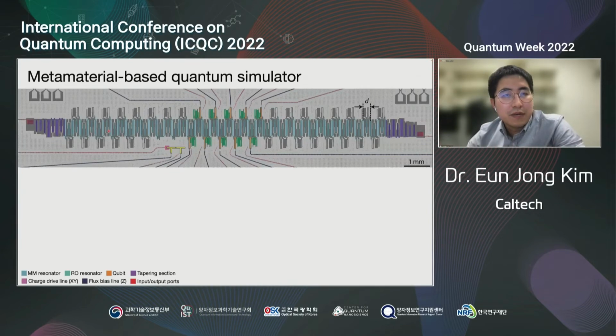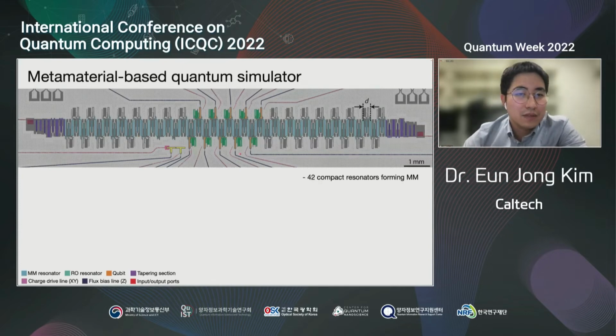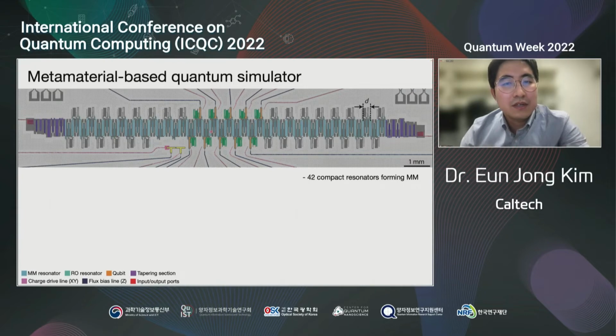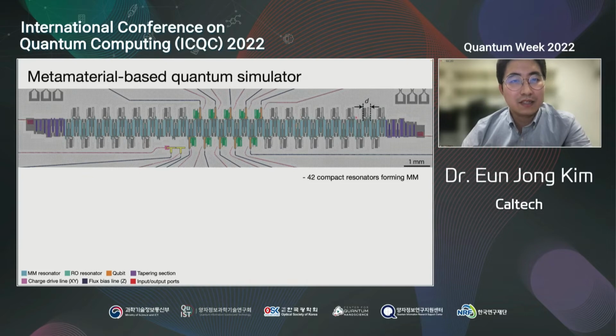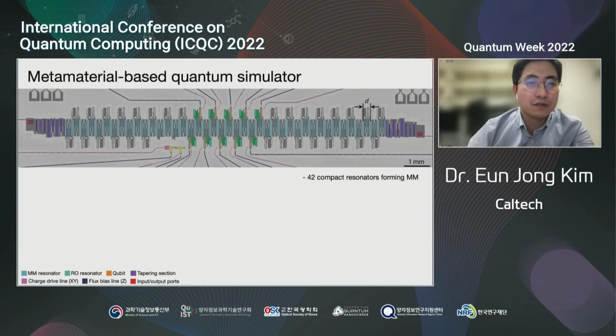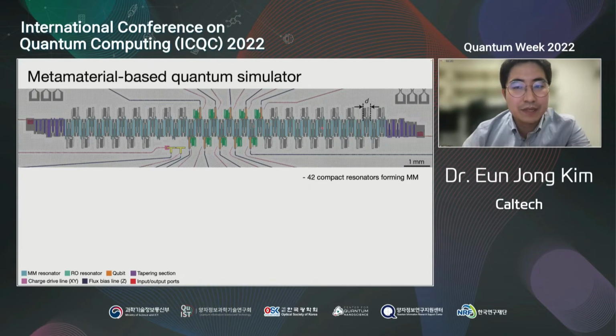The optical micrograph shown here is the metamaterial-based quantum simulator based on the principle in the previous slide. To summarize what is here, the device consists of 42 compact LC resonators forming a metamaterial waveguide at a lattice constant of about 300 microns, which is colored blue. And each LC resonator forming the metamaterial waveguide is made of a meander inductor and a large planar capacitor.